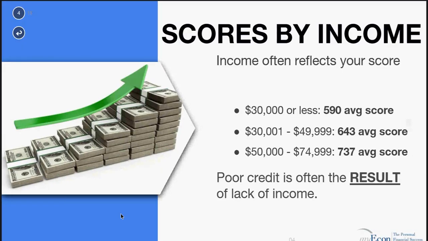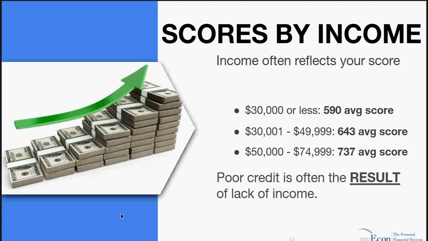Now, scores also vary by income. Just like statistically credit is impacted by age, it is also impacted by income. You see, once again, a study from Wallet Hub showed that the higher a person's annual income was, the higher their credit score was likely to be. So, this is what you've got to understand.